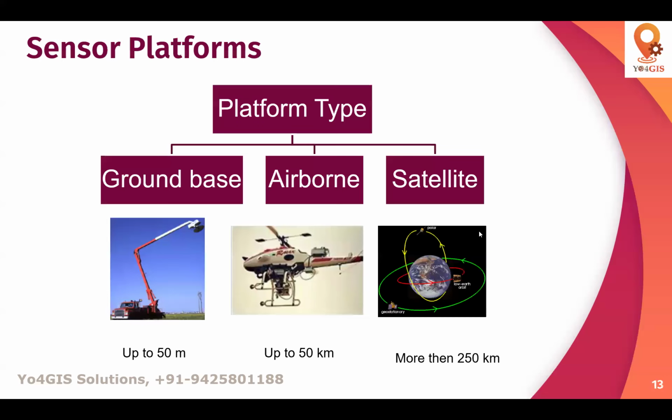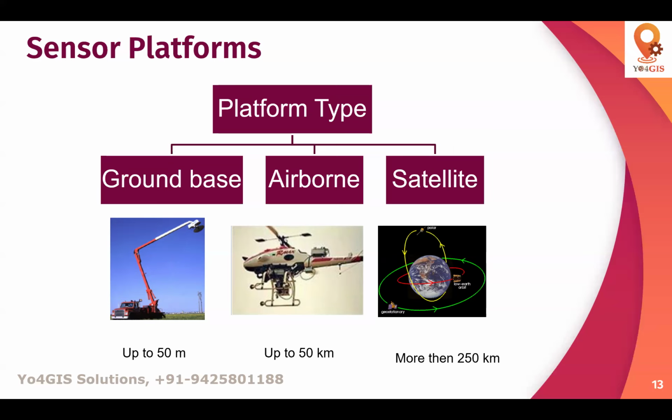So now whenever we are talking about remote sensing, people are putting the camera or the sensors on different platforms. There are three types of platforms we have. One is ground based, second is airborne sensors or airborne platform, and third is the satellite. Whenever we are talking about ground based, the height of this kind of remote sensing is only 50 meter. When this is up to 50 kilometer, this is airborne.